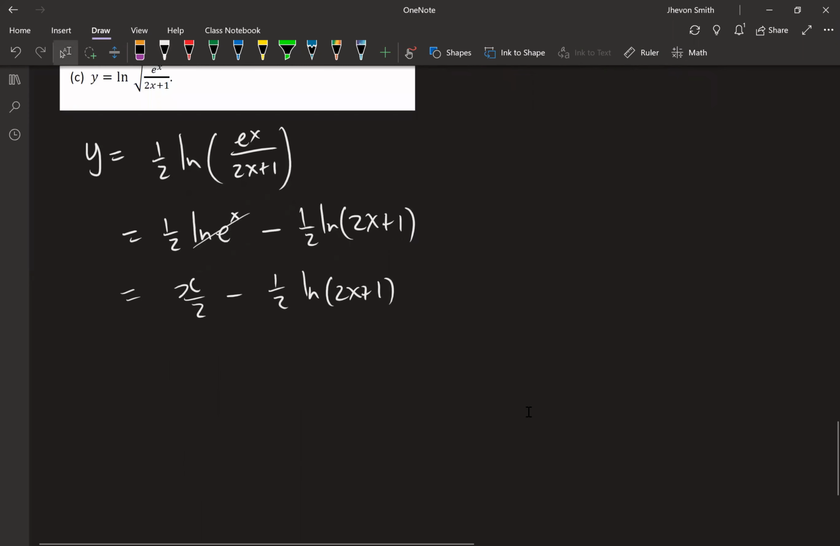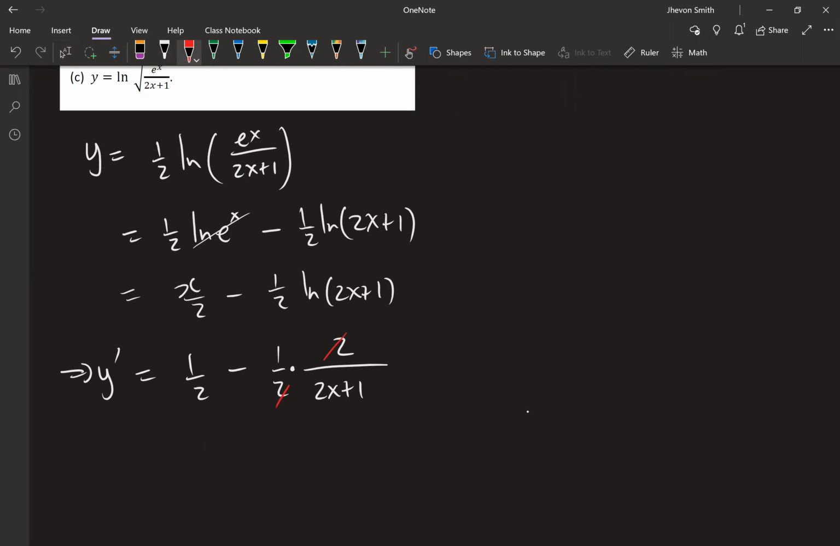And at this point, I would use the u prime over u thing for the second part. So now my y prime is just going to be 1/2 minus 1 over 2x plus 1 times 2. That's u prime over u times the 1/2. So it's 1/2 minus 1 over 2x plus 1.